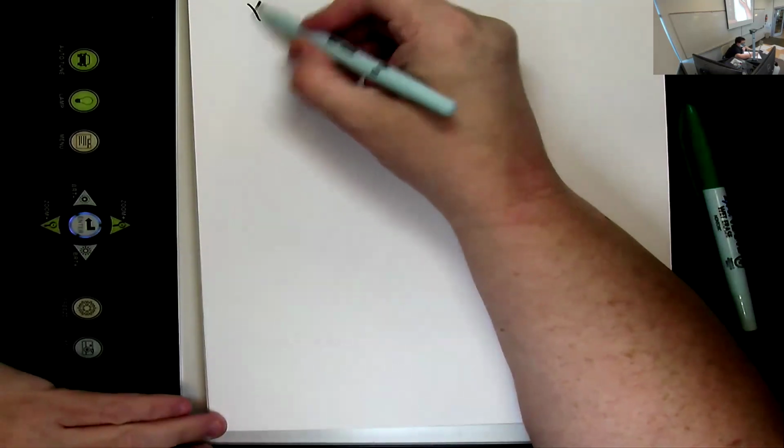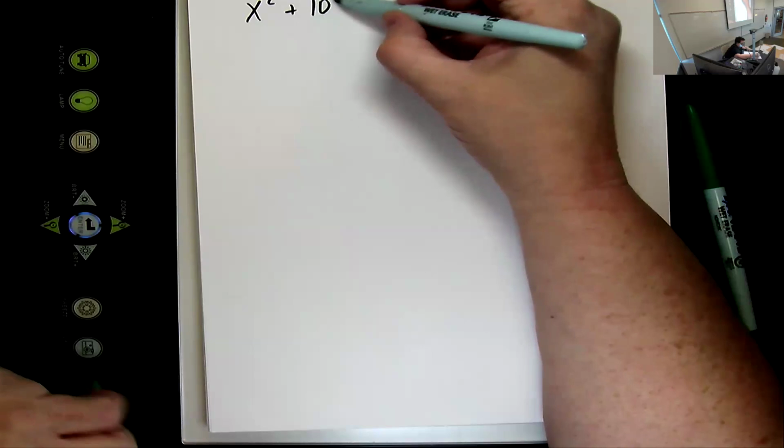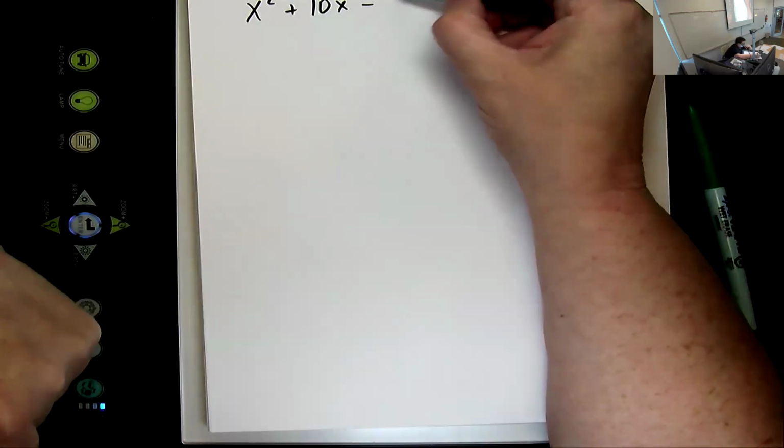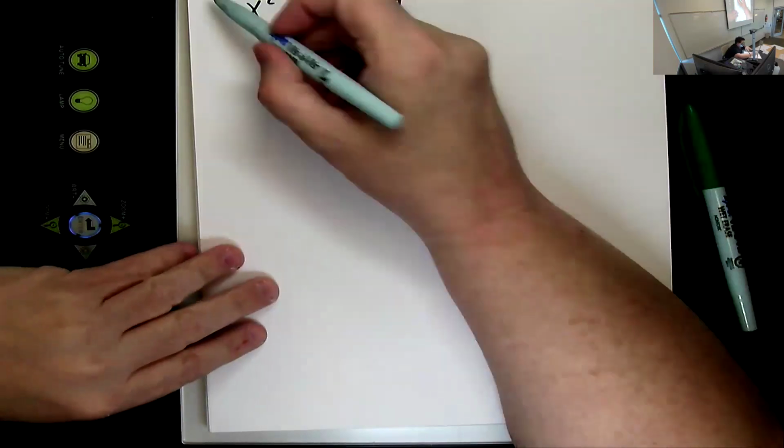Alright, so, complete the square. 12.2 and 12.3 is going to have us completing the square. Let's just run through a couple of them real quick as a reminder of how they work. Complete the square.